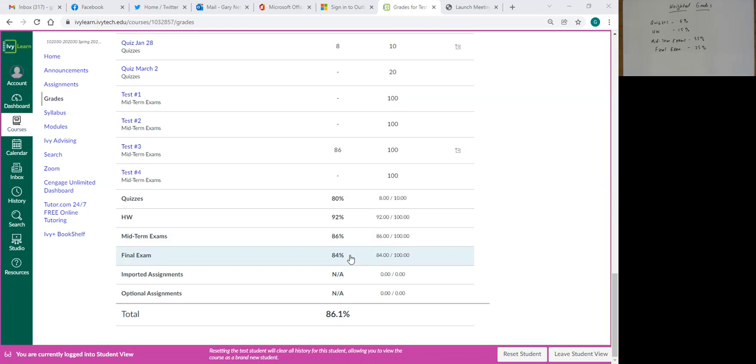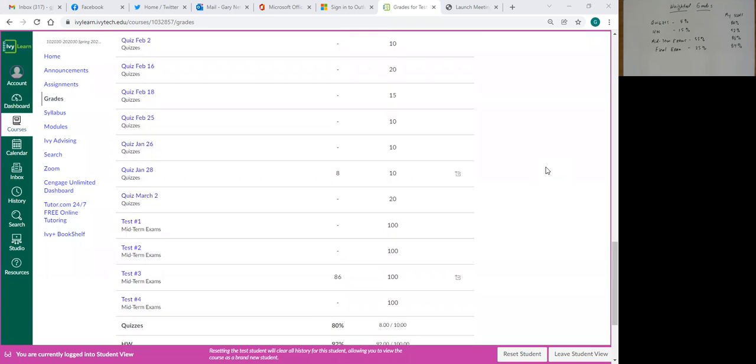So I'm going to, on this sheet of paper, write this information down, and then we'll talk about it. So on quizzes, so far, I'm at 80%. Homework, I'm at 92%. Midterm exams, I'm at 86%. And final exam, 84%.